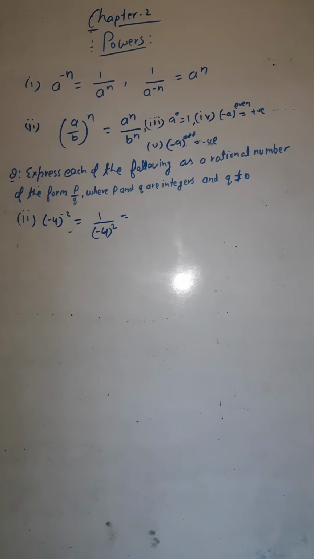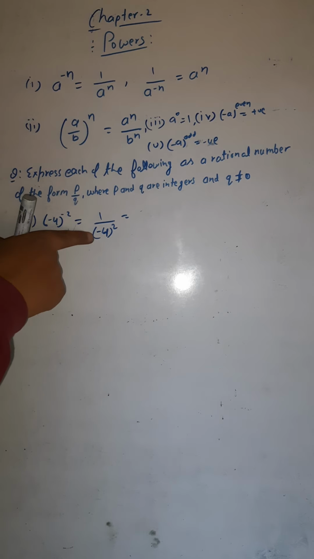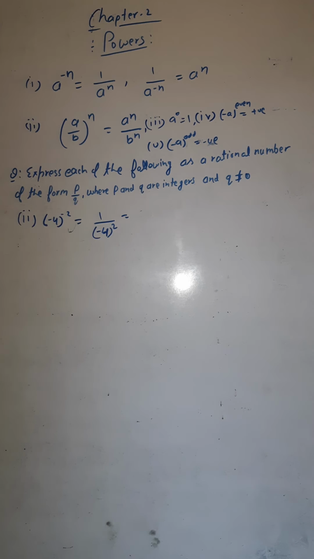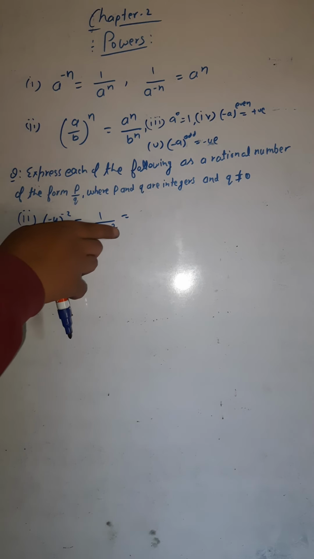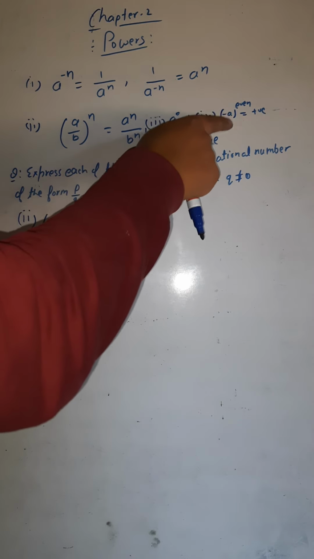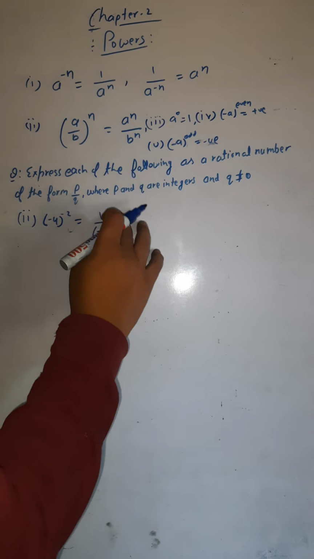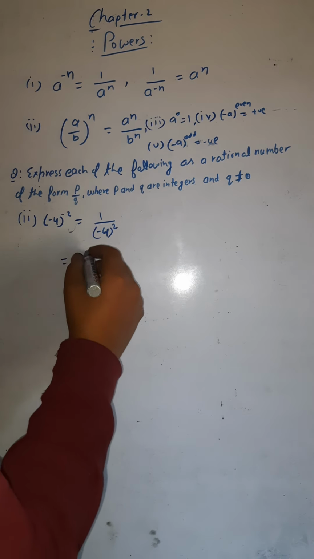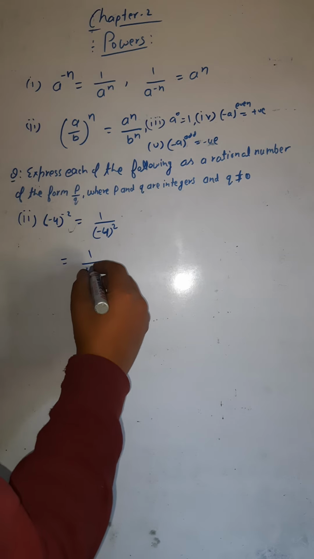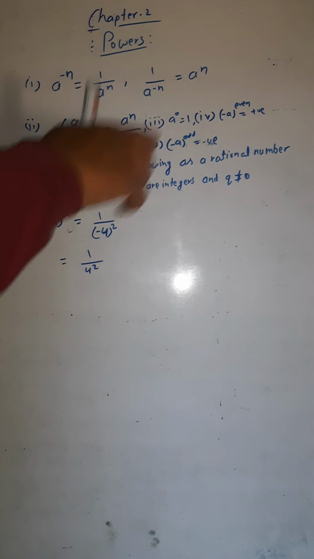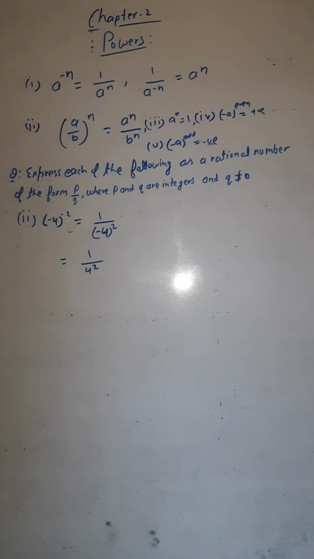Is it clear to you? Very good. Now listen here. If the power is an even number, look here, the power is 2, an even number, you can write the answer as positive. So this minus would become positive now. So you would write this as 1 by 4 raised to the power 2, because the negative would become positive since the power is an even number. Are you getting this? Very good.